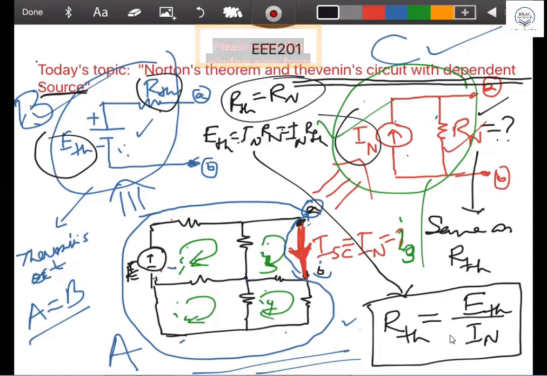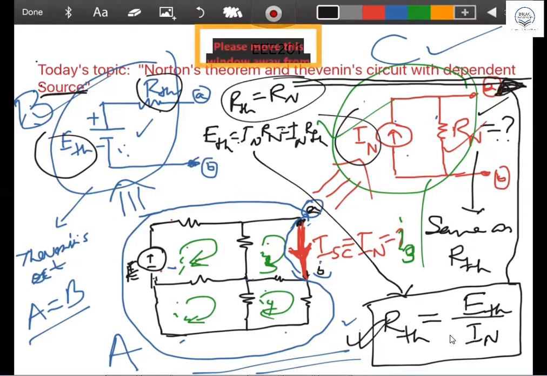So to solve the dependent source problem, we will need this relationship at that time. This relationship is needed in order to solve the problem today at the end. Whether it is the Thevenin circuit or Norton circuit, if the circuit has a dependent source, then we need this relationship to solve the problem. That one we'll see today. But how the relationship comes, I think everybody is clear. Are you?